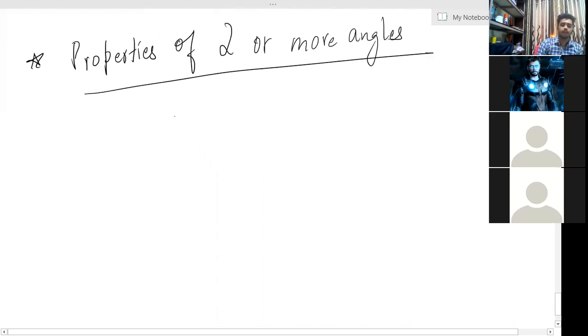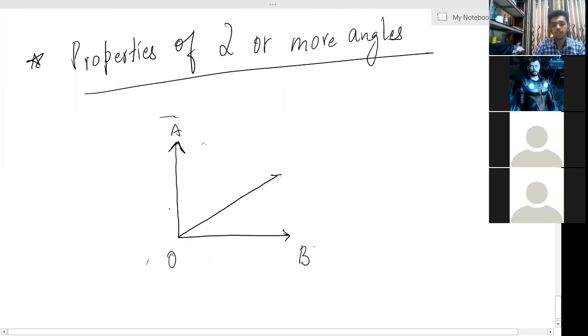Okay. So now let's say I have two angles. Let's say I have a right angle. This is one angle, let's say AOB. Which type of angle is this? The right angle. Yes, it is a right angle, 90 degrees. Now let me take another ray, which is like this. Let me say this is C. OC is one more ray.